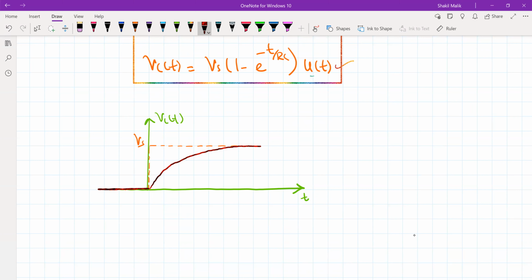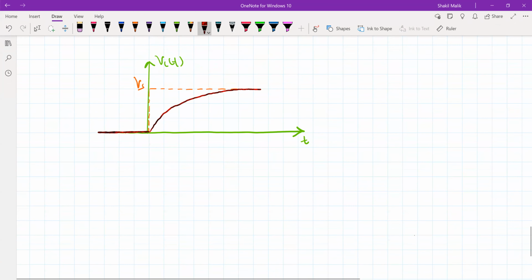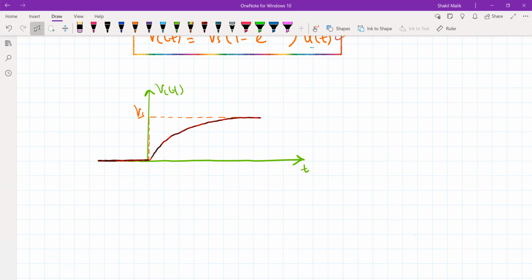This is the behavior of the capacitor voltage when you connect a source to this RC circuit. So in short, you must remember this. The capacitor voltage behaves simply like Vs, this is the battery voltage, times 1 minus e to the power of minus t by RC, times u of t. All right, this is the behavior of this capacitor voltage if you turn on this switch at t equal to 0. All right, this is a very, very important expression.